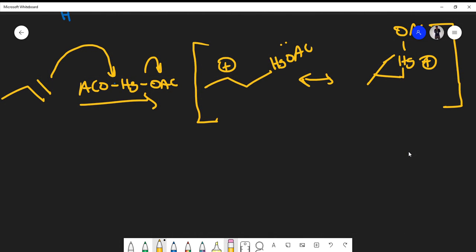In the next step of the reaction, you have a water molecule attacking the carbocation, simultaneously with the acetate molecule.